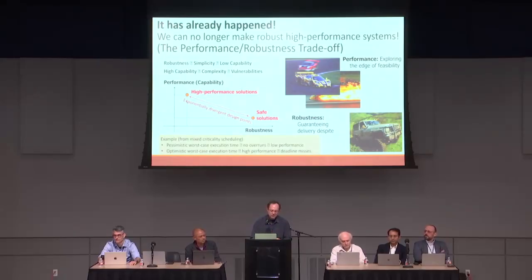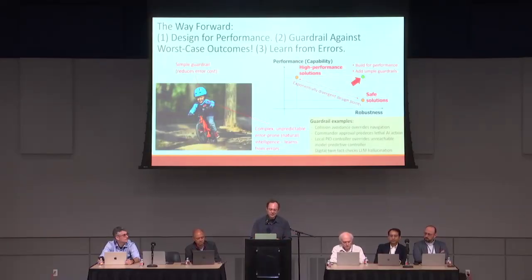I'm from real-time computing, so if you look at something like mixed criticality scheduling in real time, if you pessimistically estimate the worst-case execution time of tasks, it'll be safe, right? But it'll be kind of low performance because you're so pessimistic. If you optimistically estimate the worst-case execution time of tasks, you'll get high performance because you can put many of them on the processor, but you might get deadline misses. And so the problem is you can't reconcile those two extremes.